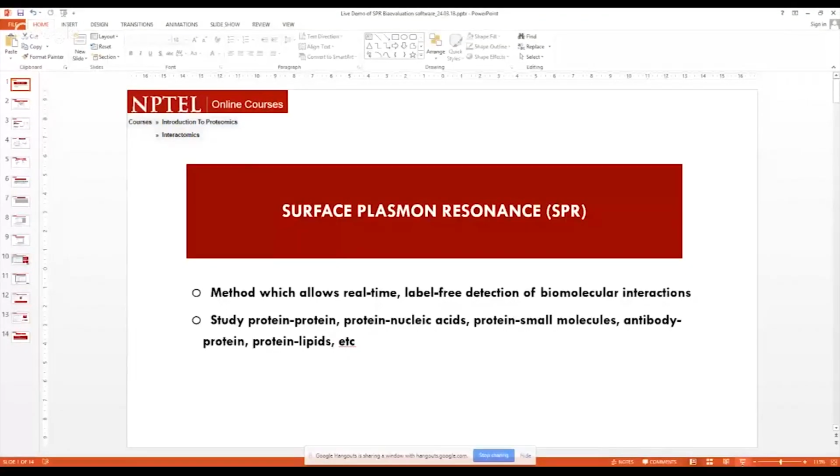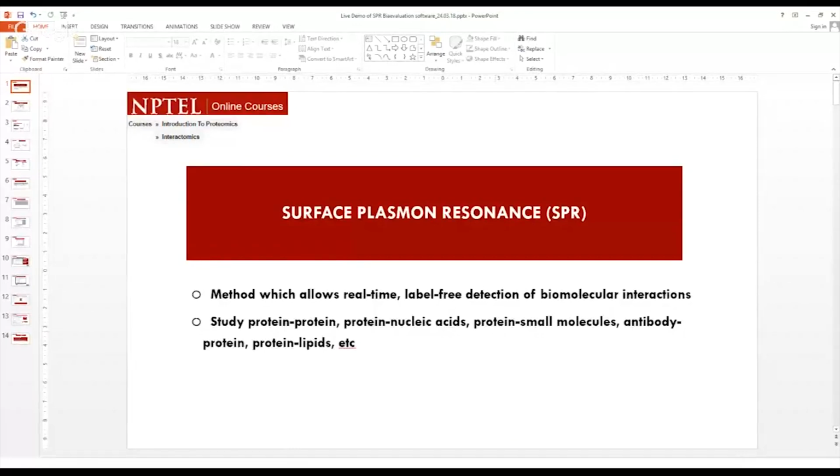So before we start with the data analysis, let me give you a short introduction on SPR to brush up on the basics of SPR. So we'll go over to the PowerPoint presentation. Surface plasmon resonance, or SPR, is a method which allows real-time, label-free detection of biomolecular interactions. SPR helps you to study protein-protein interactions, protein nucleic acid interactions, protein small molecule interactions, antibody protein interactions, as well as protein lipid interactions.